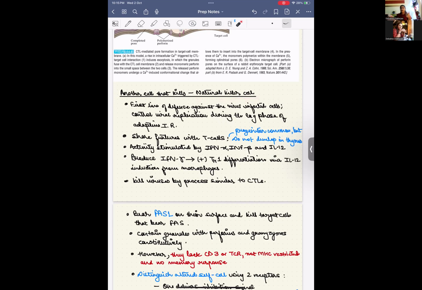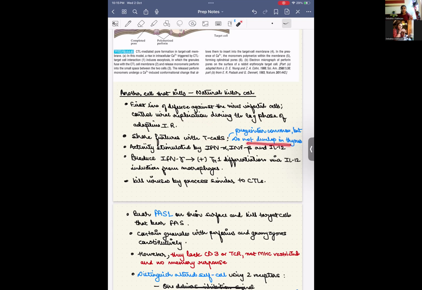And again, first line of defense refers to the innate immune system. So natural killer cells are a part of the innate immune system. They form the first line of defense and control the viral replication during the lag phase of the adaptive immune response. Now, they share some features with T cells, such as a common progenitor, but as I said, there are certain things which are also distinct.